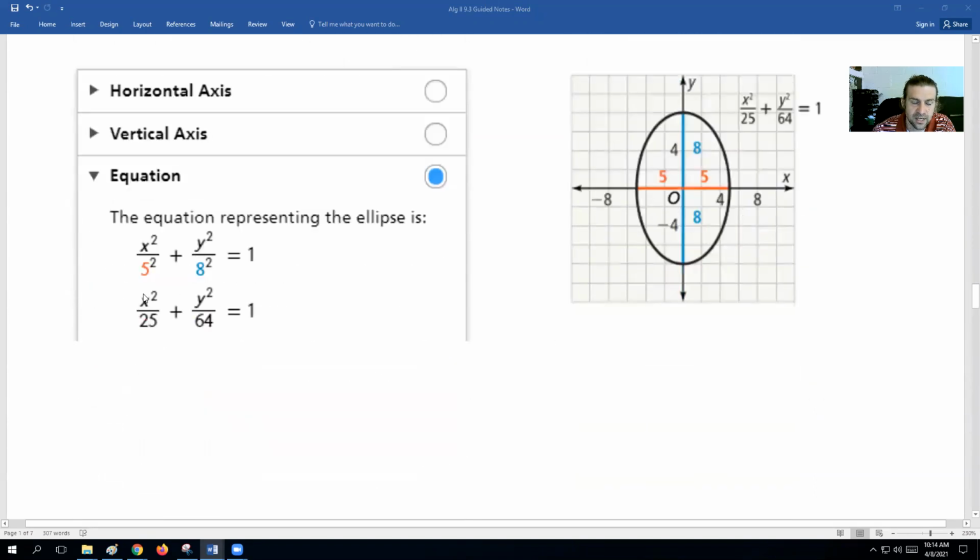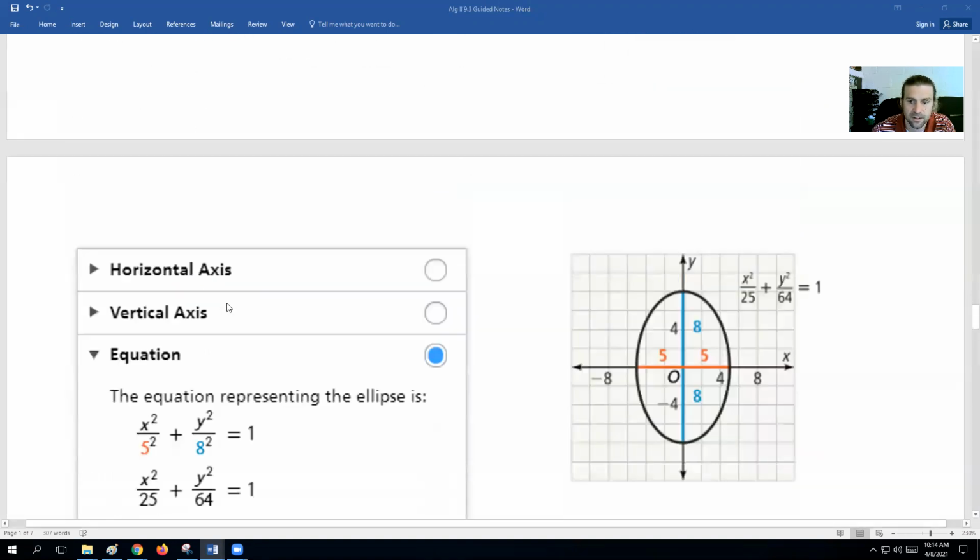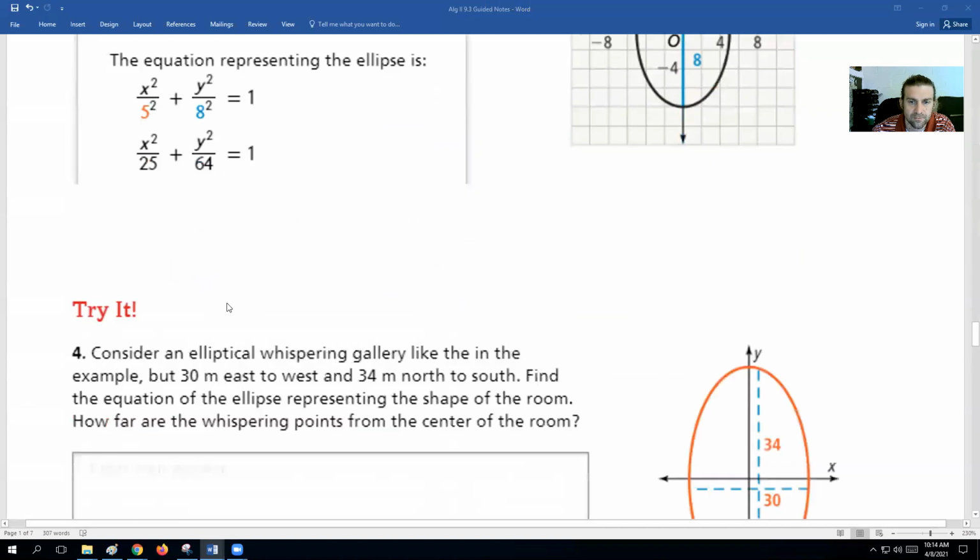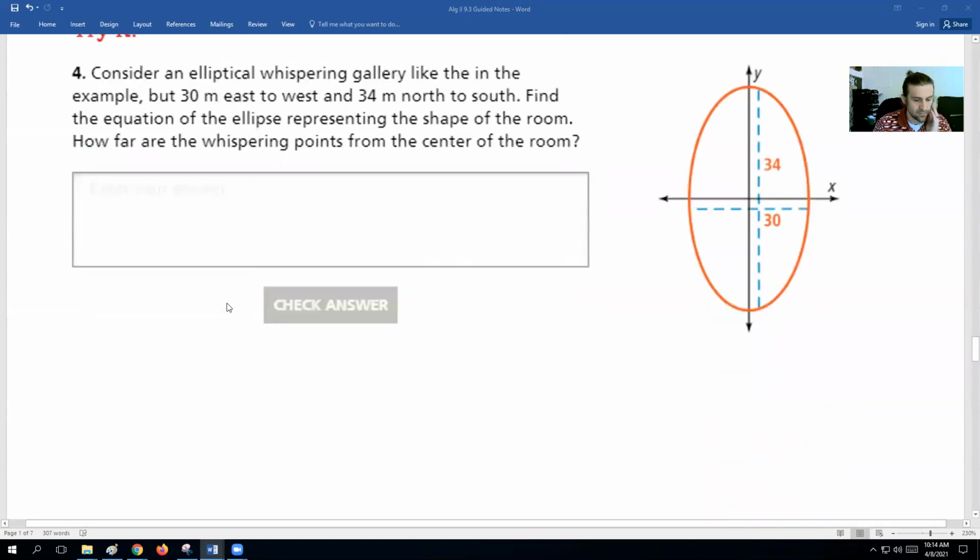So we're going to put those two together. We would have x minus 0 squared over 5 squared, which becomes 25, plus y minus 0, which is just y squared, over 64. There we go. So why don't you guys go ahead and try this one on your own.